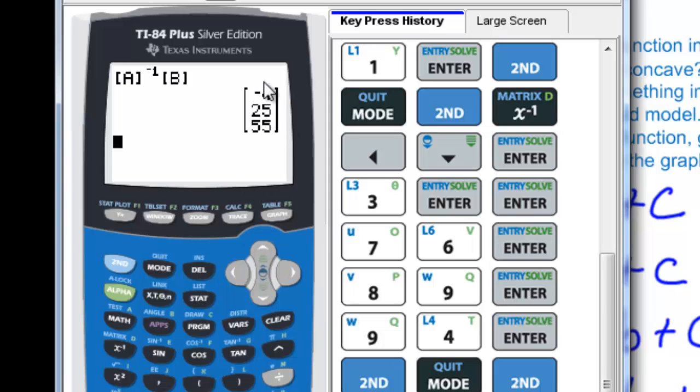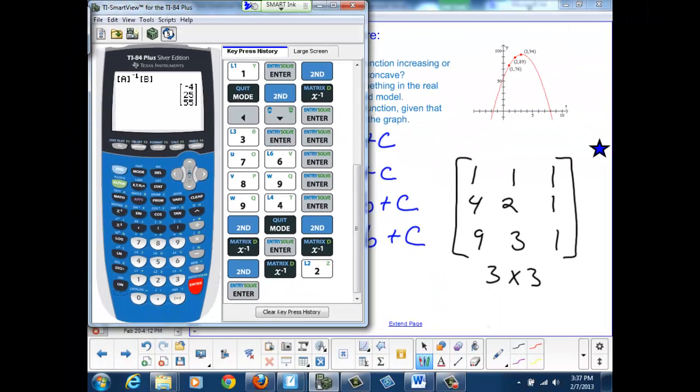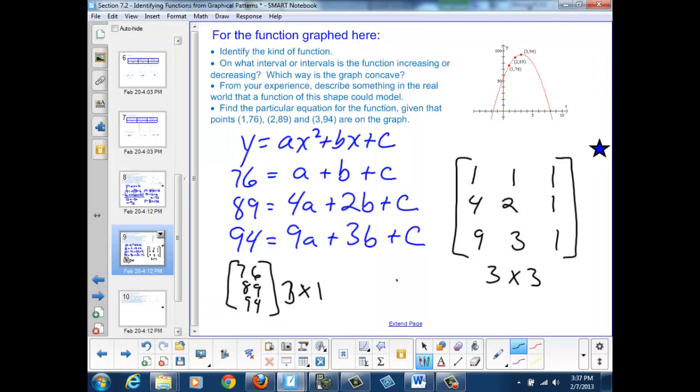I get my values in the form of a matrix for A, B, and C. So as you can see, my value for A is -4, my value for B is 25, and my value for C is 55. So my equation would be y equals -4x squared plus 25x plus 55.